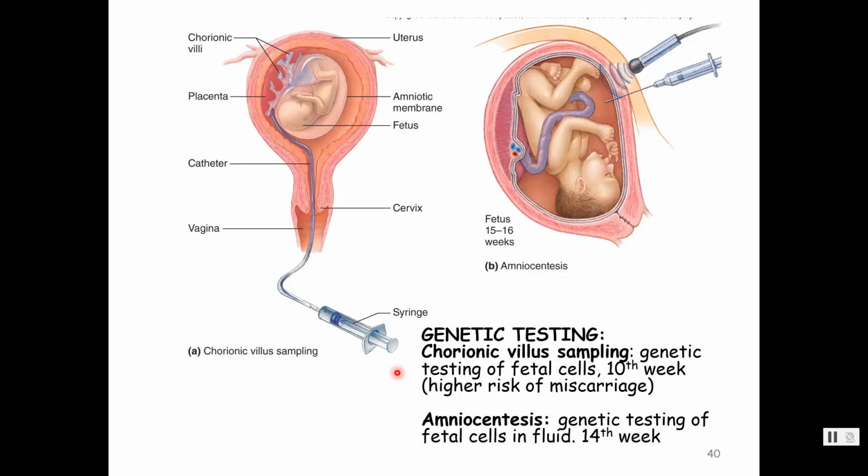Since this is done really early in a pregnancy, so the 10th week, there's a higher rate of miscarriage compared to the other one, which is amniocentesis. This can be done from the 14th week of pregnancy on, so it's going to be the second trimester. Using ultrasound, they can go in with a syringe and basically puncture that amniotic sac and draw out some of that fluid, because that fluid's going to have some of the fetal cells in it. And then they can just run those genetic tests, and then the couple, of course, could either just prepare for that or could choose to terminate the pregnancy.